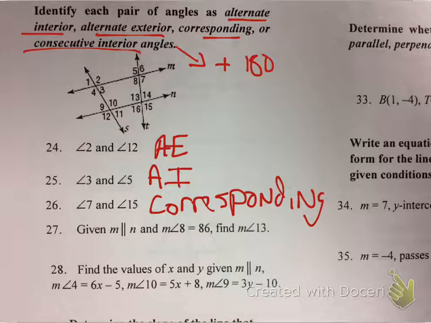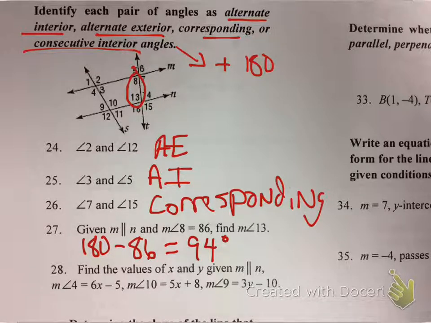Okay, so given that M is parallel to N, and the measurement of angle 8 is 86 degrees, find the measurement of angle 13. You see here, these two are considered consecutive interior. They're right next to each other, and they're both inside. So these two should add up to 180. So if they're consecutive interior, and I can add them up to 180, then I should say 180 minus 86 to get 94, and that should be my measurement for angle 13.